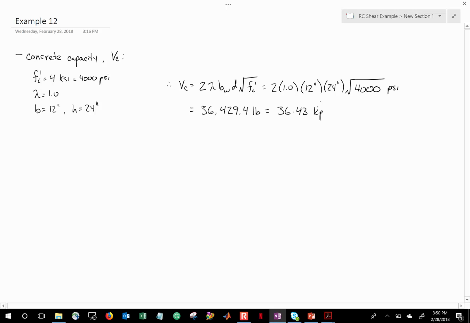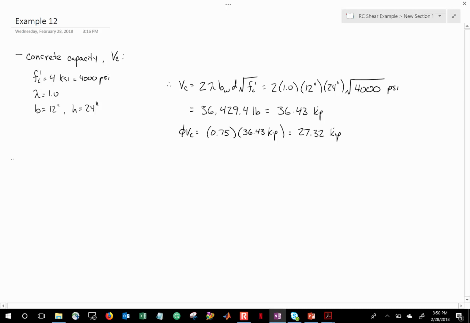Okay. And while we're at it, let's go ahead and compute phi VC. Okay, so phi VC is just taking this value and multiplying it by phi. Remember, for shear, phi is always 0.75. So 36.43 kips. Okay, and I'm just going to track all the decimals times 0.75. That comes out to 27.32 kips. Okay.